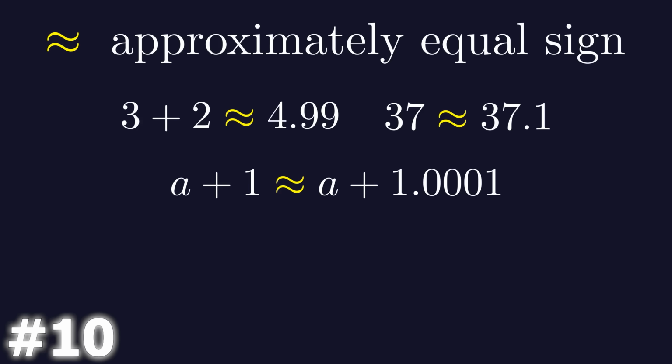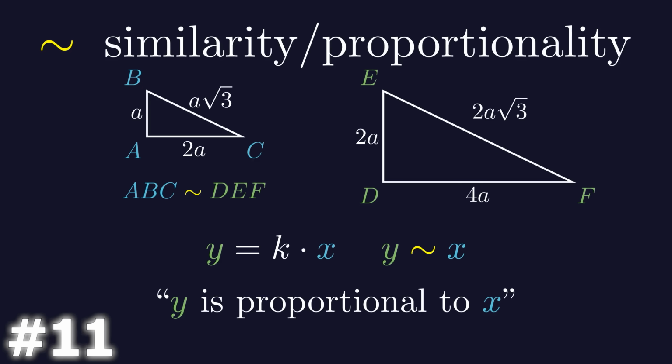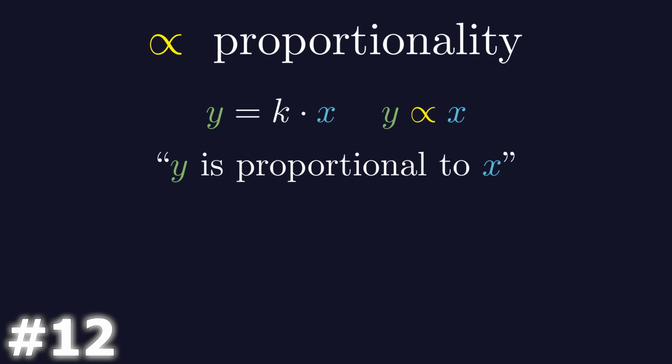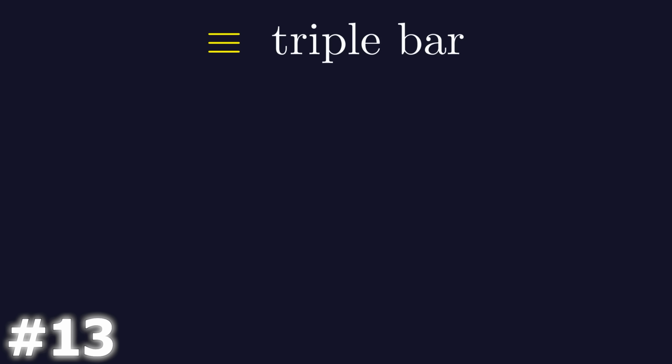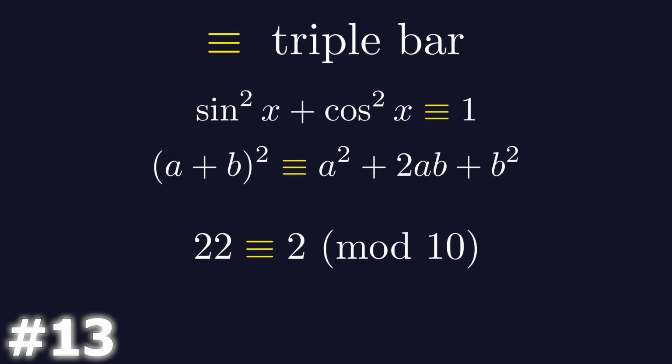Approximately equal sign is used when two values are not exactly equal but are close enough. Instead of approximately equal sign, we can also use tilde. But tilde also denotes similarity or proportionality. This symbol that looks like an unfinished infinity also represents proportionality. The triple bar or the equivalent sign can be used to denote an identity, but its more common use is to denote congruence in modular arithmetic.